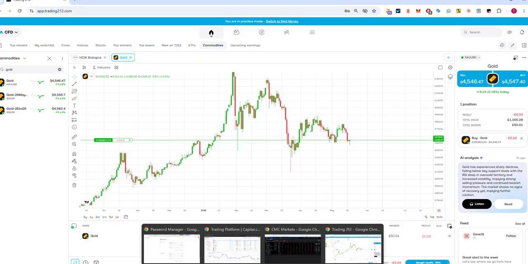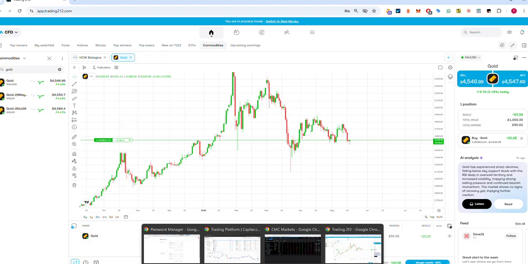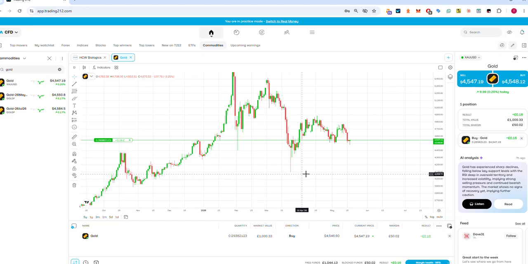Overall, I'm probably going to recommend IG as the top broker, and then Spreadex, and then Capital.com, Pepperstone, CMC, and then Trading 212 as probably the bottom choice.